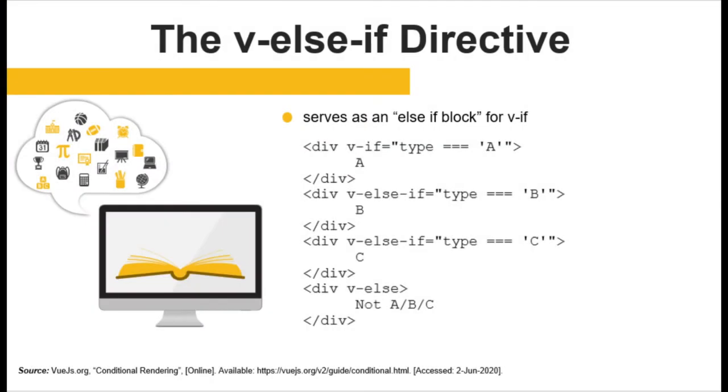The v-else-if directive. The v-else-if, as the name suggests, serves as an else-if block for v-if. It can also be chained multiple times just like in the given example. We have 1, 2, 3, and 4 different divs, which means this will be rendered once this v-if is true. Else, the v-else-if will be evaluated. If this is true, this will be rendered. If this is not true, this will be rendered. If this is not true, this will be rendered, the v-else.